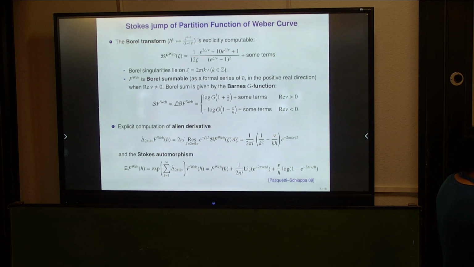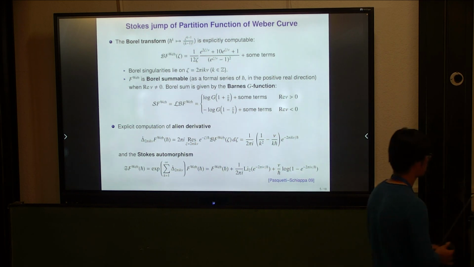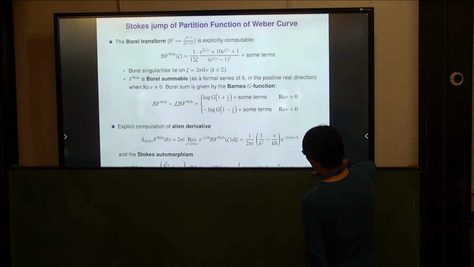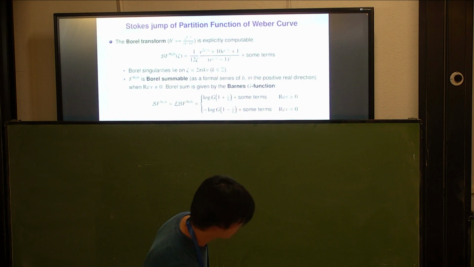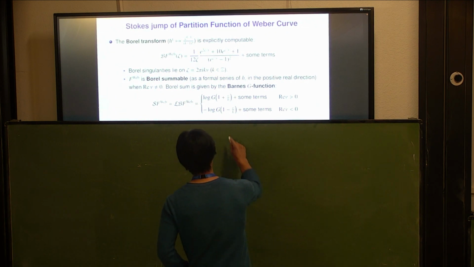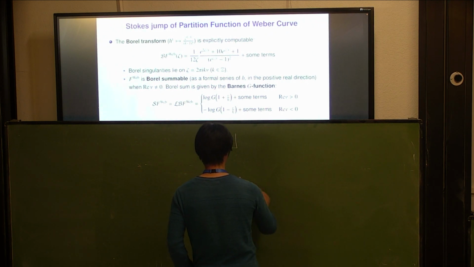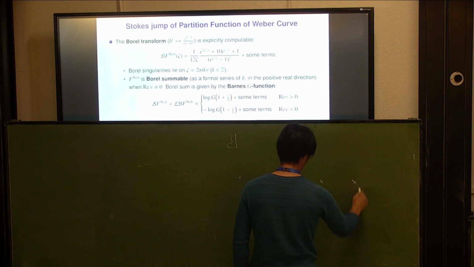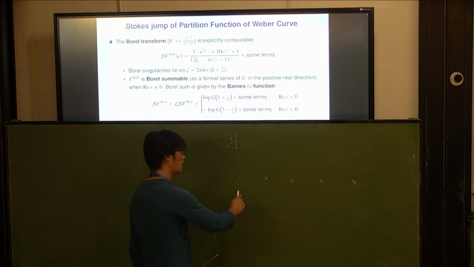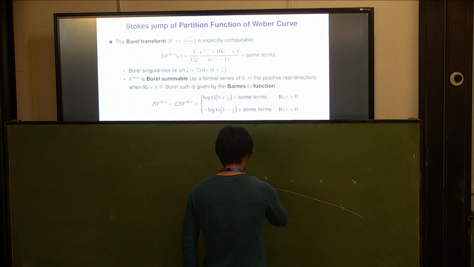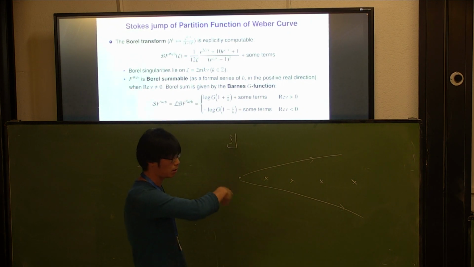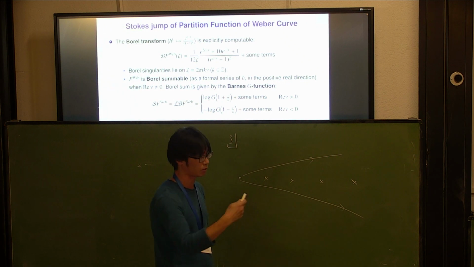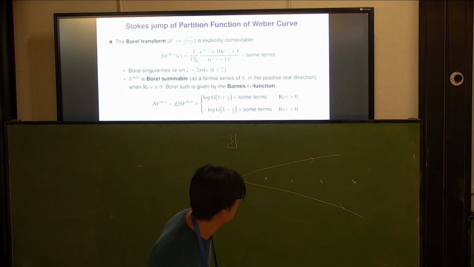After some computation, you have this formula, and this is the alien derivative, basically. So this is the information of the Stokes jump. When the real part of nu equals 0, some singularity appears in this way, and the Stokes automorphism relates the Borel summation in these two directions, and these differences are given by the residues, which is nothing but the alien derivative.